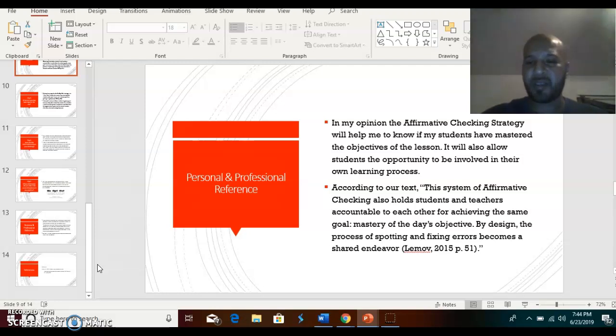According to our text, this system of affirmative checking also holds students and teachers accountable to each other for achieving the same goal: mastery of the day's objective. By design, the process of spotting and fixing errors becomes a shared endeavor.